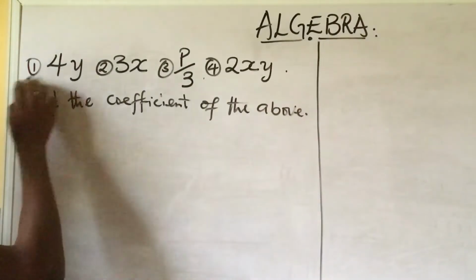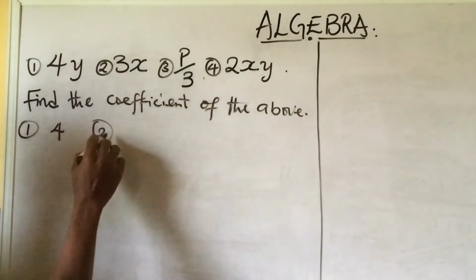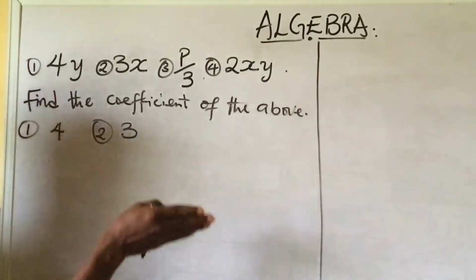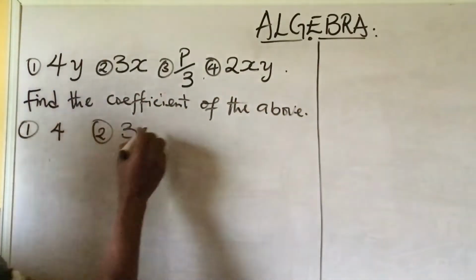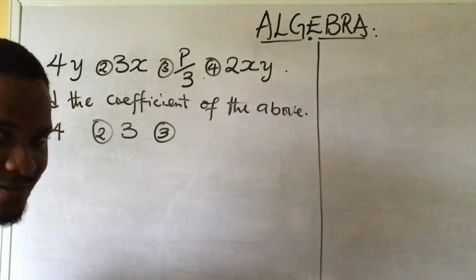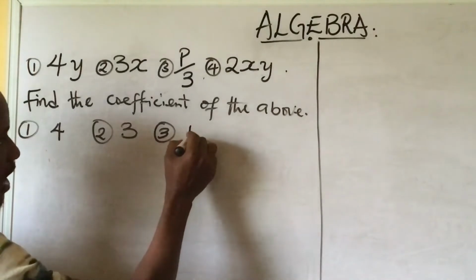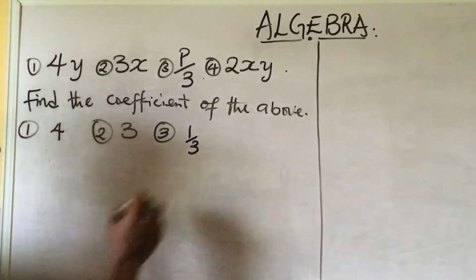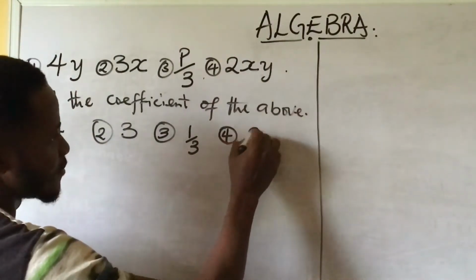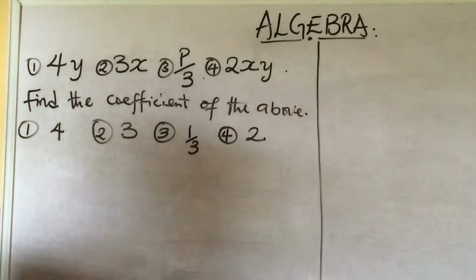For the first one, the coefficient of y is 4. For the second one, the coefficient of x is 3, because I told you coefficients are always the number preceding the variable. And then, very interesting, what is the coefficient of p over 3? Correct. You just guessed right. Coefficient of p over 3 here is 1 over 3. Do you get that? And here, the coefficient of xy is 2. That will lead us to the addition and subtraction of algebraic terms.